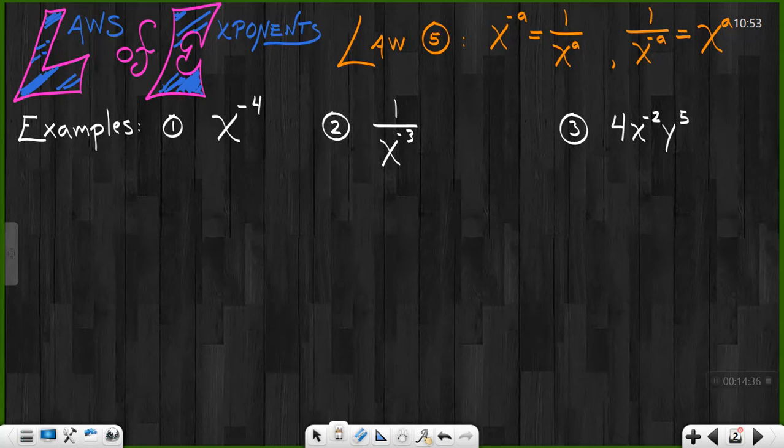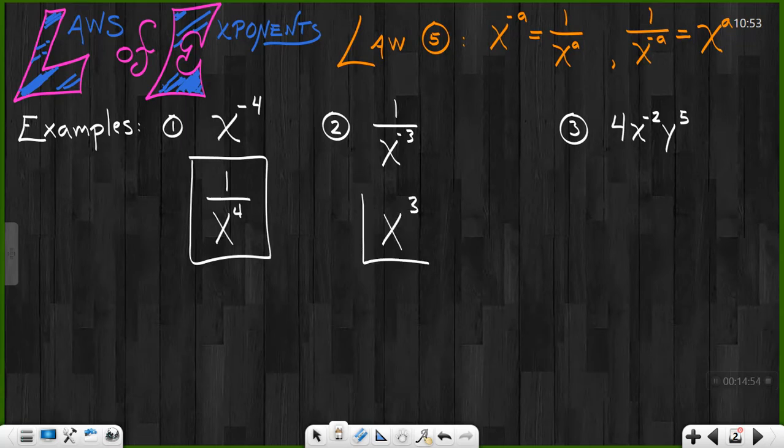Let's look at example number 1. x to the negative 4th. We just saw that one. If I want to rewrite that, I could rewrite it as 1 over x to the 4th, moving it to the denominator and making my exponent positive. Take a look at number 2. Negative exponent in the denominator, I could rewrite that as x to the third. That one would be considered simplified.